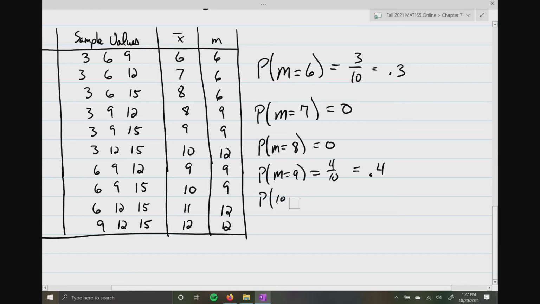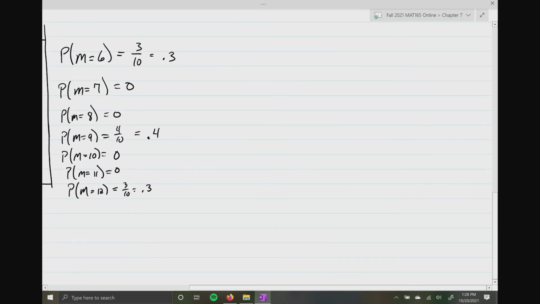Oh, sorry, I'm moving too fast. What about the probability when the median equals 10? Well, that's going to be 0. What about the probability when the median equals 11? That's also going to be 0. And then the probability when the median equals 12: 1, 2, 3. So that's going to be 3 over 10, which equals 0.3. You have no idea how excited I am right now.